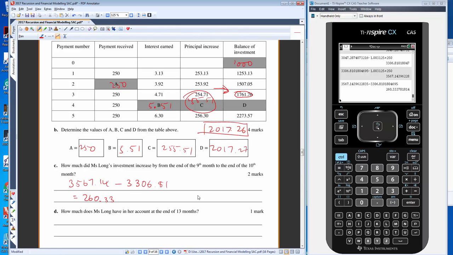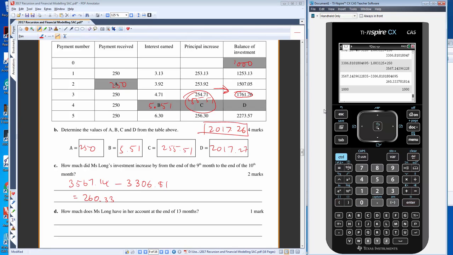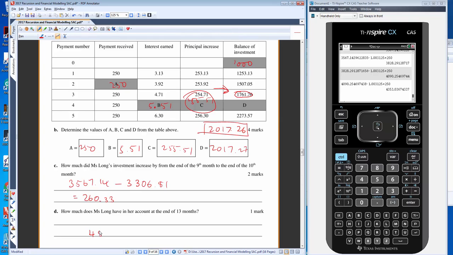How much money does Ms. Long have in her account at the end of 13 months? So we're probably going to have to go back to our calculator here and put in the initial value again and multiply by that. So first month, second month, third month, fourth, fifth, sixth, seventh, 8th, 9th, 10th, 11th, 12th, 13th. 4353.04. Could have done that on the calc as well using Financial Solver. Would have got the same answer.